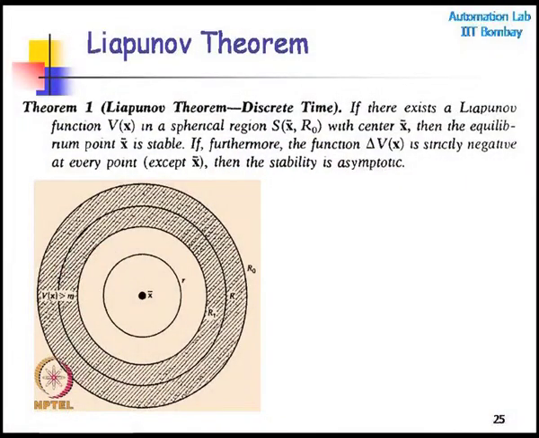What is a Lyapunov function? It should be positive, and it should be decreasing as time progresses. A positive function which is decreasing as time progresses, then it says that the equilibrium point is stable. It guarantees that the system trajectory will stay in the neighborhood of the steady state that is being investigated.